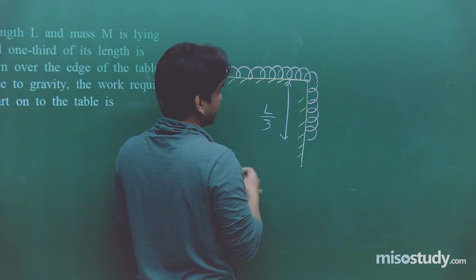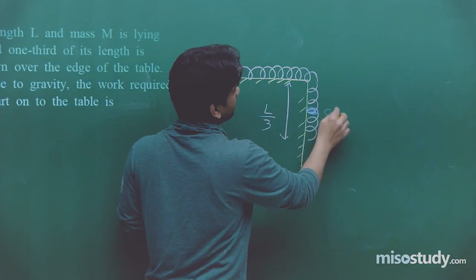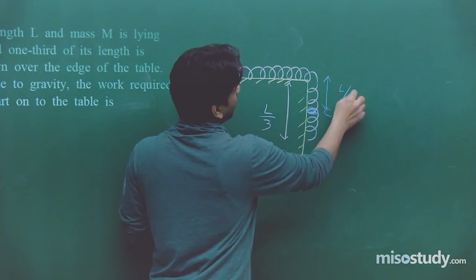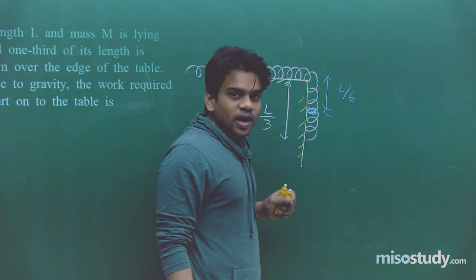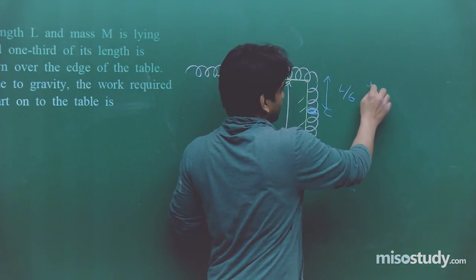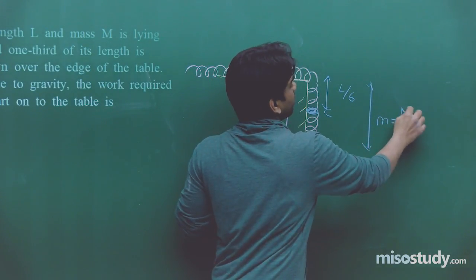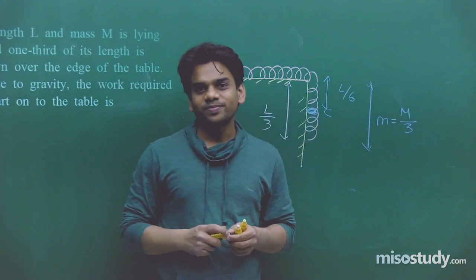The center of mass of this part will be somewhere here. I'm marking this as C, and it will be at a length of L/3 by 2, so L/6. This is the 1/3 part, and its mass, if the total is M, will be M/3. Quite easily we can find out M/3.